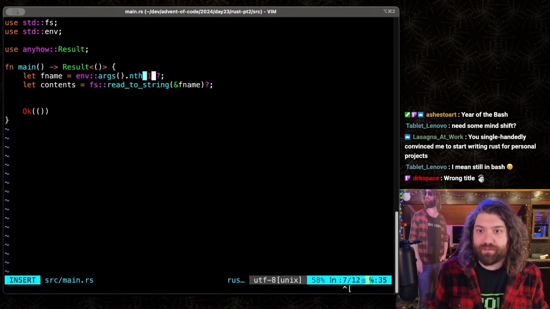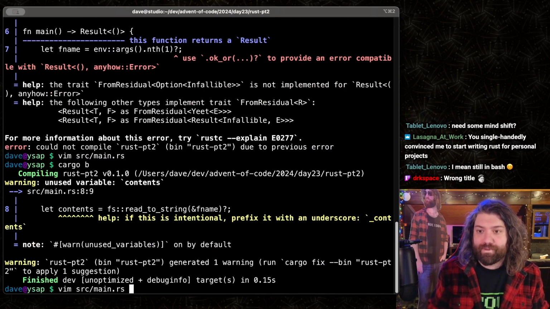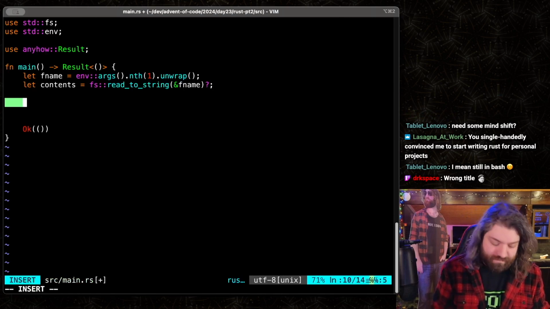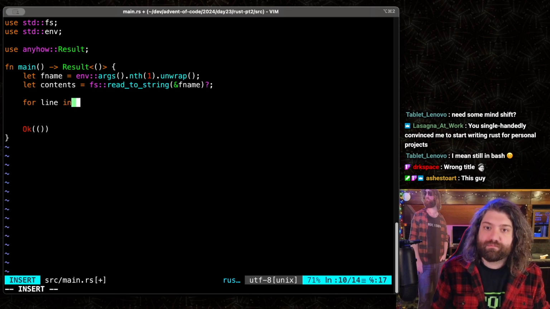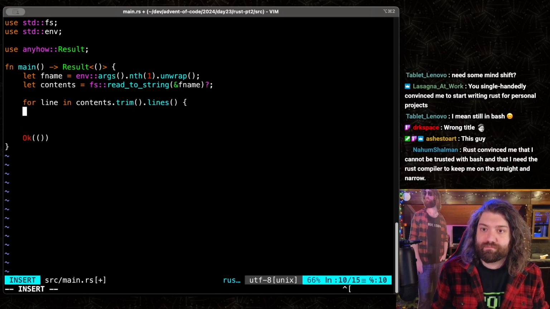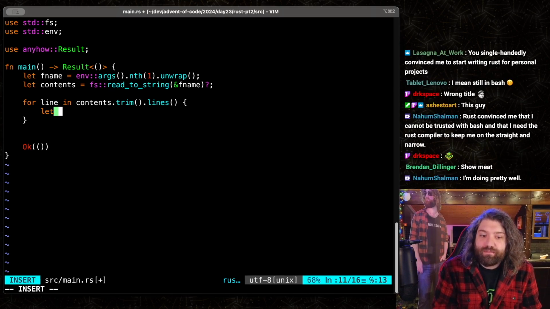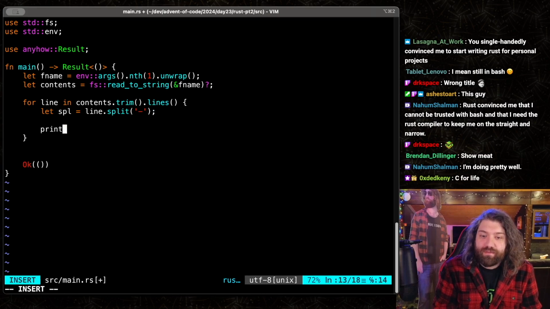Can't just return a result. I'd have to context it. Well, whatever. Let's just unwrap it. Okay. Let split equal line dot split. Can I do this? What does this give me? Print line.